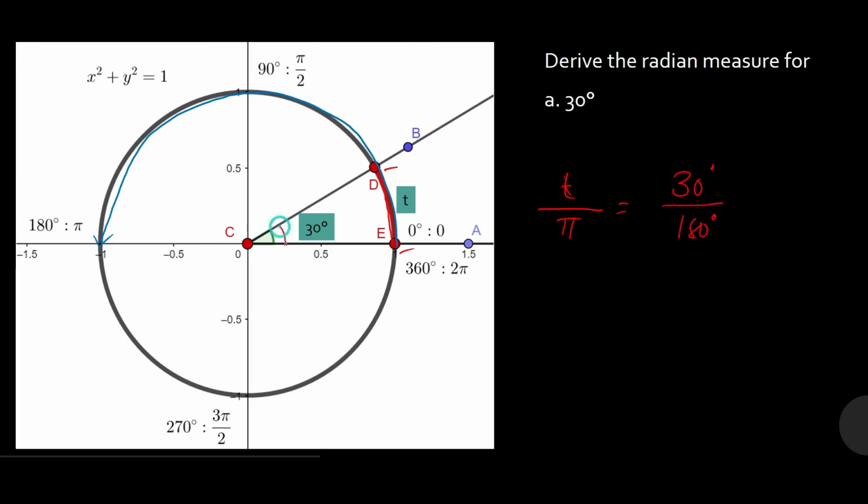So this is 30 degrees, and the straight angle is this one, 180 degrees. So these two ratios are equal. Let us solve for T. So T is equal to pi over 6 radians. So the equivalent radian measure of a 30-degree angle is pi over 6.